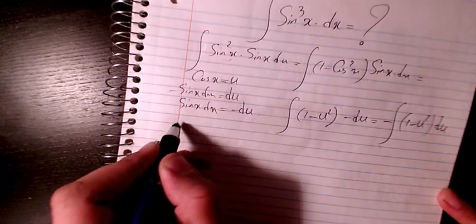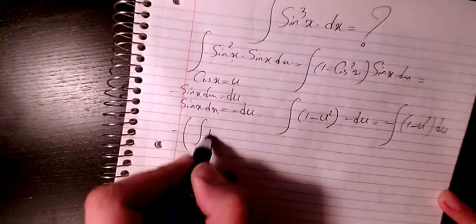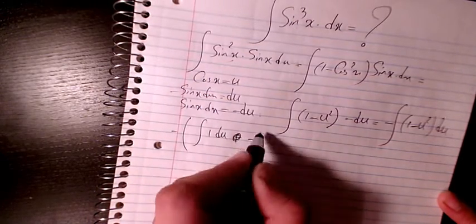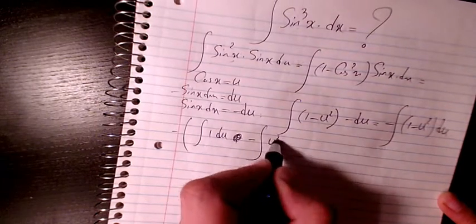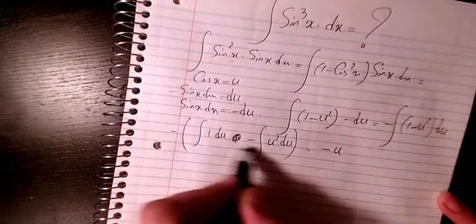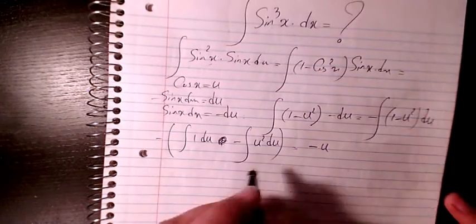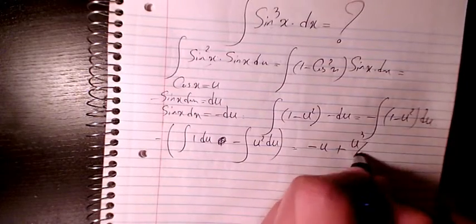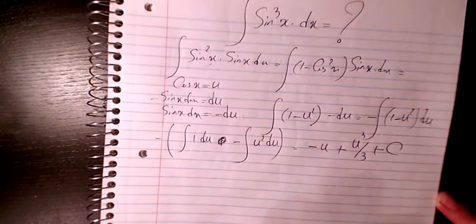We can have 1 du plus, minus u squared du as well. So it will be negative u, and negative will be positive. So it will be positive u squared will be u to the power of 3 divided by 3 plus a constant number.